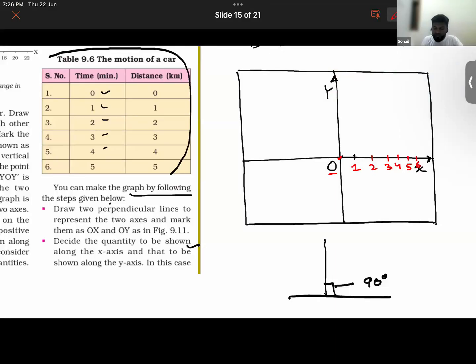Now come to the distance on the y-axis. You will start from where? From 0 or from 1? From 1, since 0 is simply the origin here. So 1, 2, 3, 4, 5, and 6, and so on.